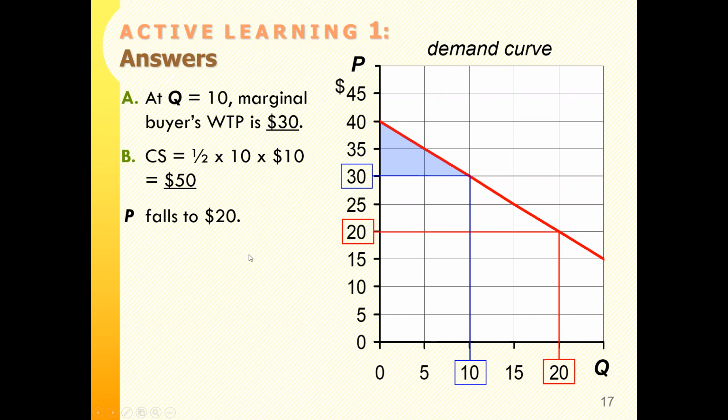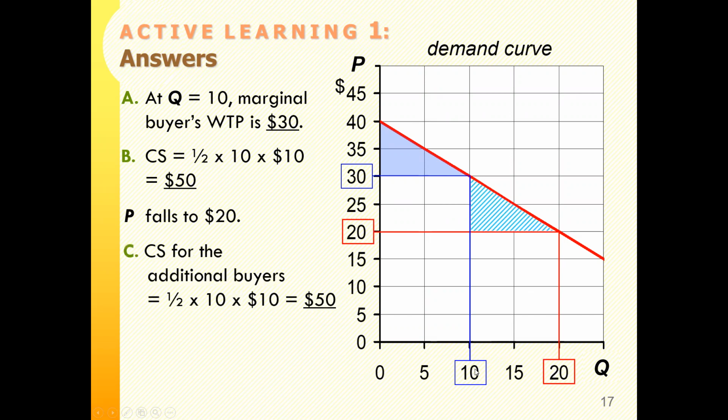Now when price falls to 20, we can see that quantity increases from 10 to 20. And this increment in quantity is due to new buyers or additional buyers entering the market. And these additional buyers are equal to 10. And the new height, as we can see, is the difference between the initial price of 30 and the new price of 20. The difference is actually 10. And so the consumer surplus for the additional buyers is also 50.